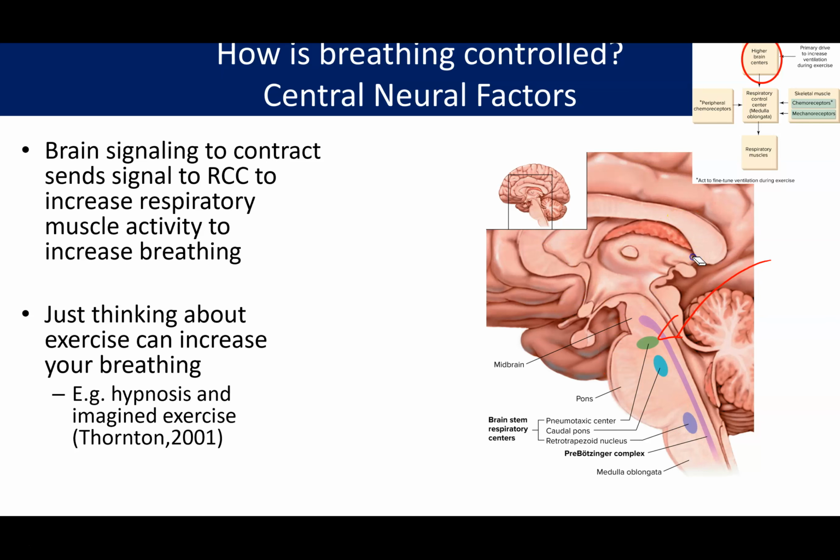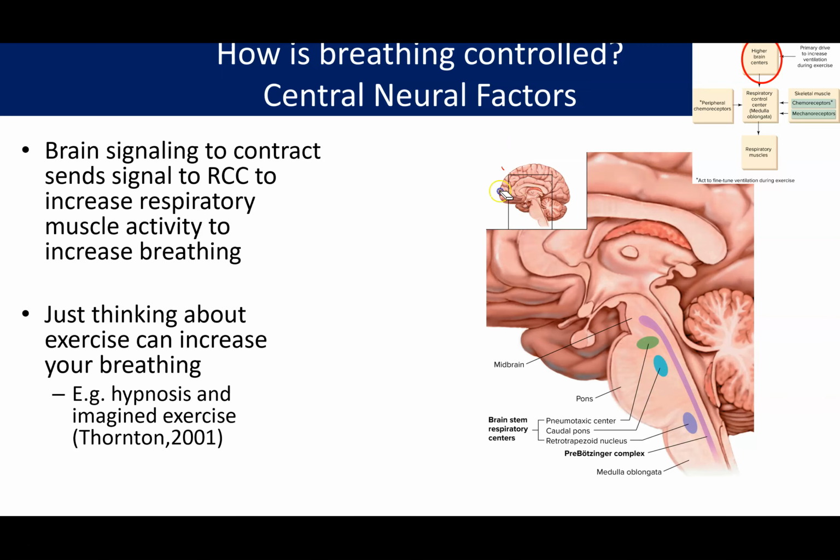So if we go over here, you'd have the motor cortex up here somewhere. As you generate action potentials to do your contraction, those action potentials also will signal over to that respiratory control center and tell it to increase your ventilation rate. So just by telling yourself to exercise and contract, by default, the brain is already going to increase your ventilation without any feedback about if the breathing is enough or not. Just the anticipation of exercise is going to increase your breathing.